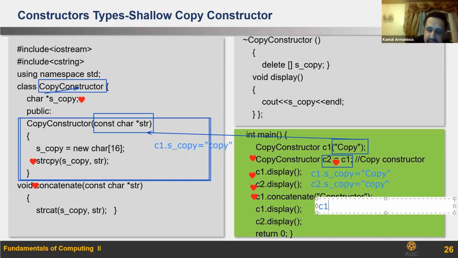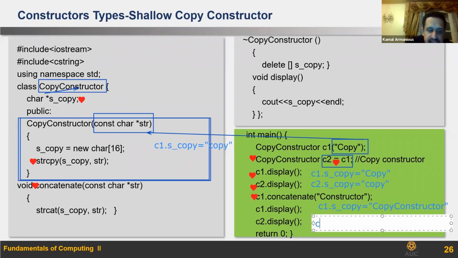What will happen is that C1.s underscore copy will be equal to copy constructor. Automatically, because they are both on the same memory location, when I say C2.display, then C2 underscore s underscore copy will be equal to copy constructor as well. Okay, is this understood?